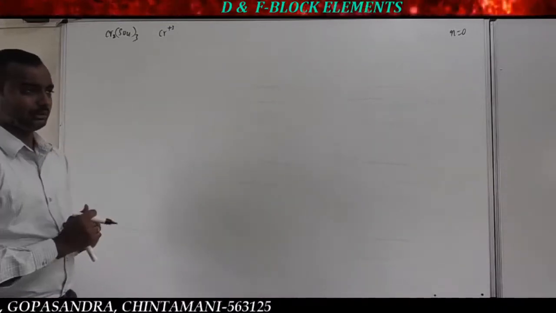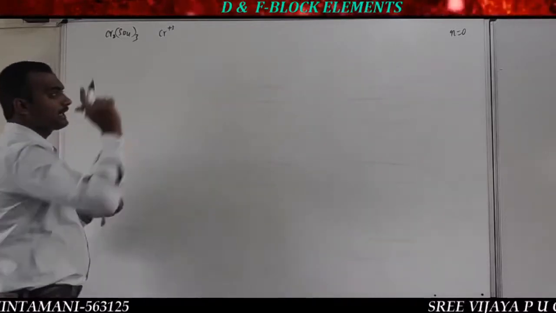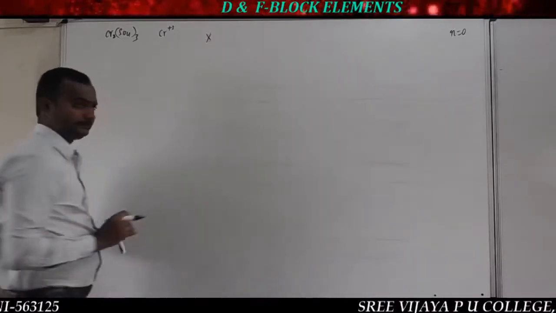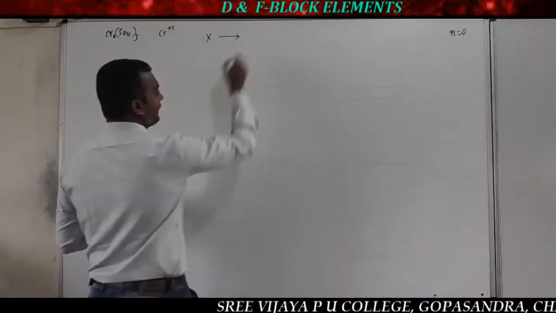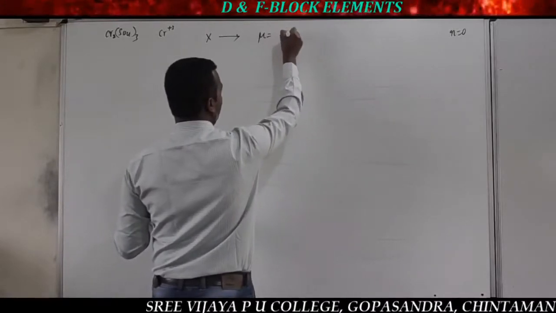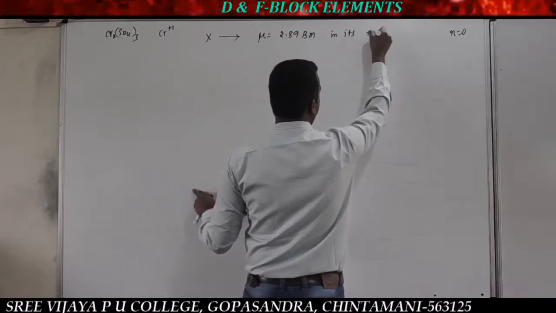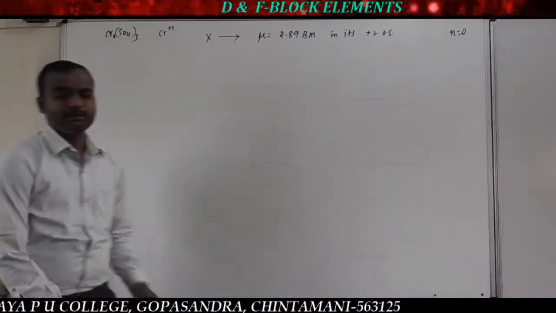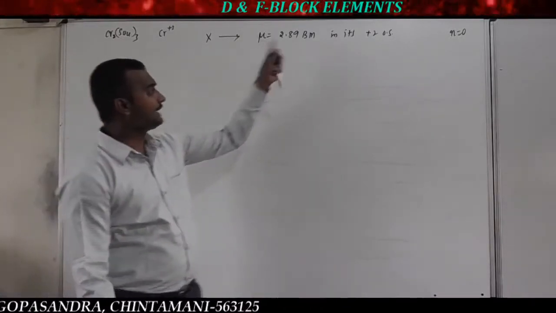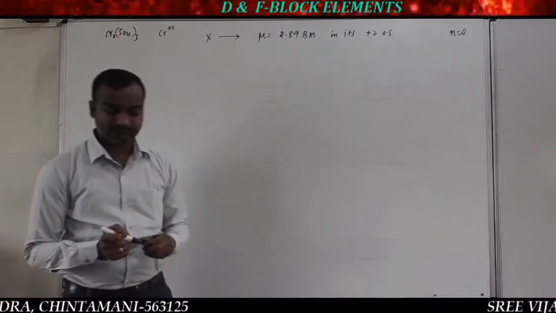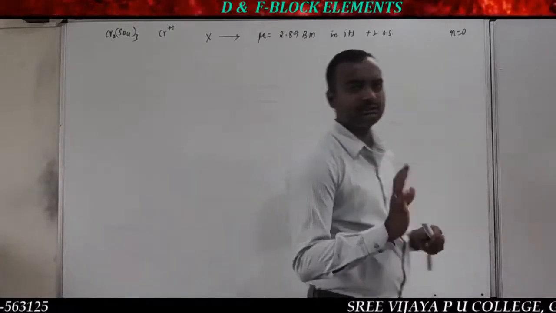Second, they ask a reverse question. Usually you find the number of unpaired electrons and calculate the mu value. So how is the reverse question? For example, X is a transition element which has a magnetic moment value of 2.89 Bohr magneton in its +2 oxidation state. What is the number of unpaired electrons present in the given element X? This is one of the simple questions.